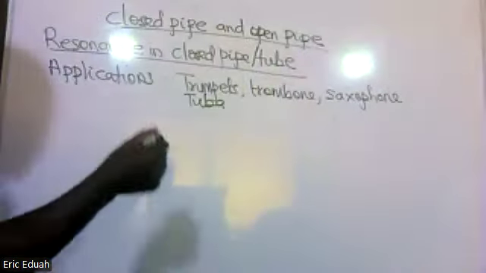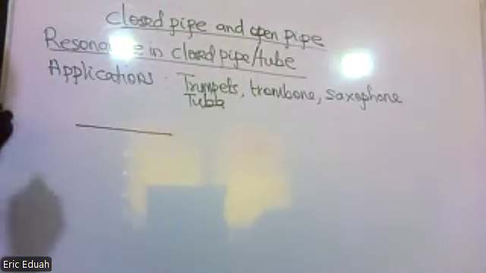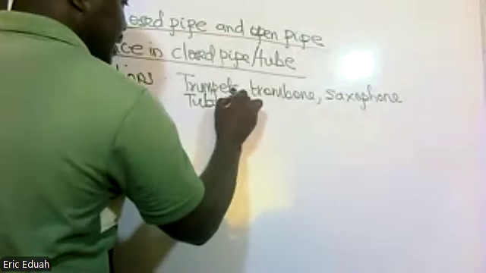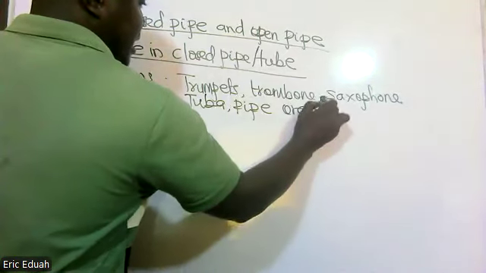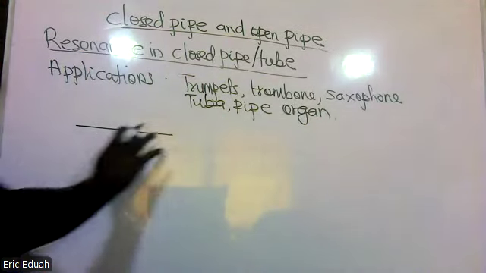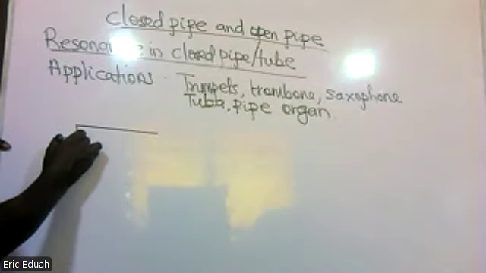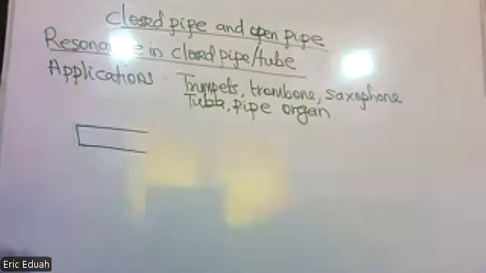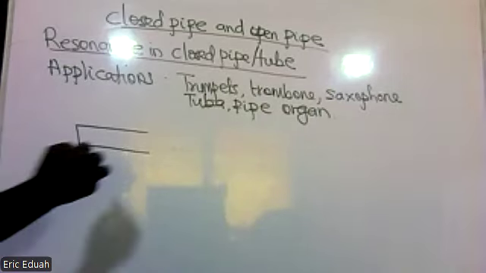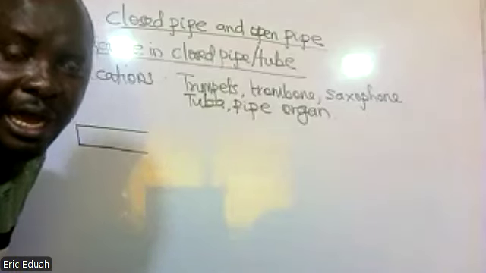So we are referring to all instruments that are played by closing one end with the mouth and having the other end open. Is that okay? So we have a tube or pipe of length. I think the pipe organ also falls under this category. So in closed pipes, we have one end open and the other end closed.